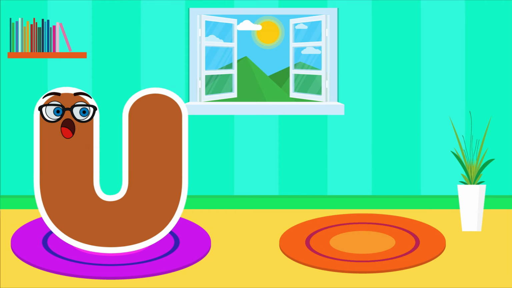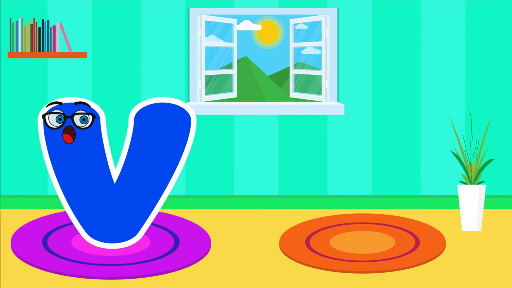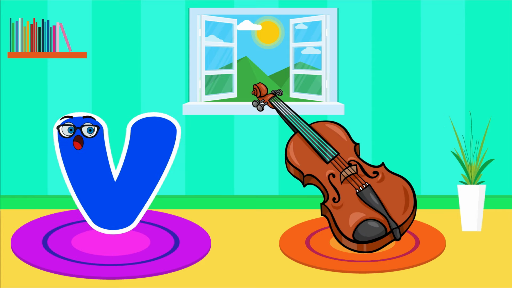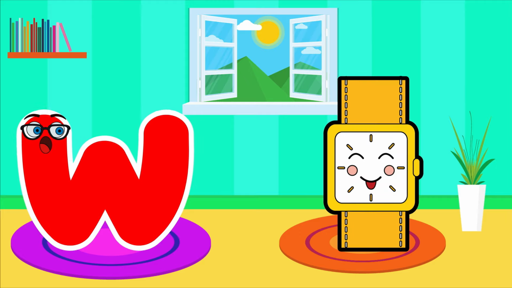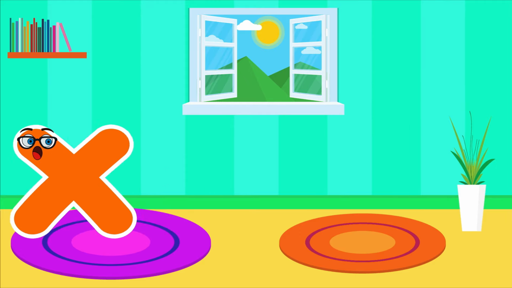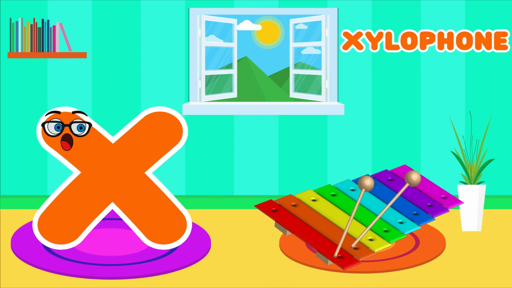U is for umbrella. U, u, umbrella. V is for violin. V, v, violin. W is for watch. W, w, watch. X is for xylophone. X, x, xylophone.